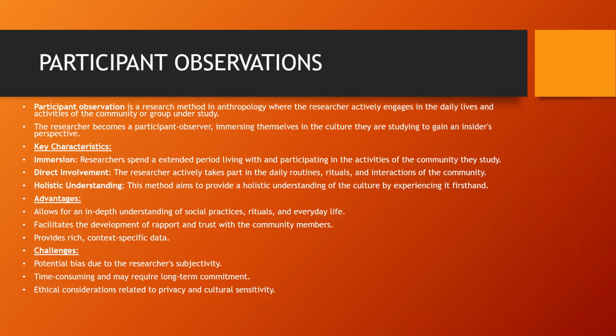So these are the two main dichotomies, the two main parts of participant observation, the active and the passive. Now let's look at some of the key characteristics of participant observation. As I said earlier, participant observation deals with immersion. That is, a researcher spends an extended period living and participating in the activities of the community they study. So the researcher lives among them and participates in their activities.